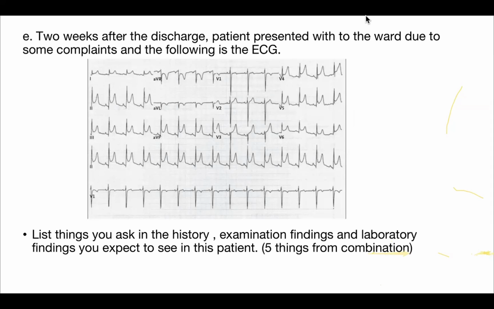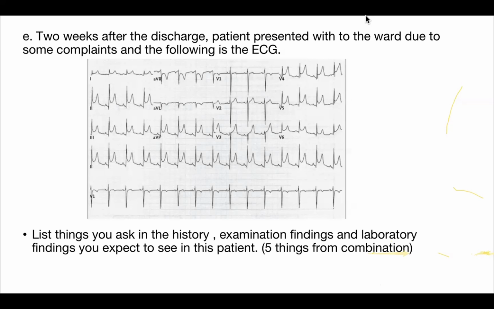Now see, this is another way they can develop the question. 2 weeks after discharge, the patient presented to the ward with some complaint. And the following ECG is here. What do you see here? Diffuse ST elevation. Can you elaborate? Which sort of ST elevation? Saddle shape. Yeah, saddle shape ST elevations.